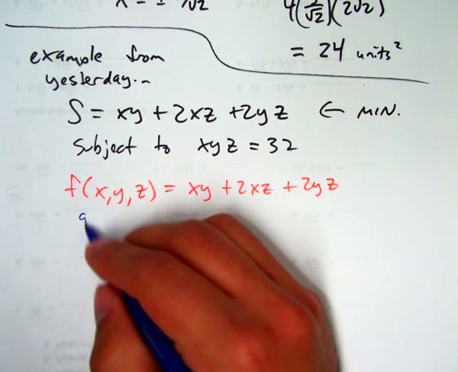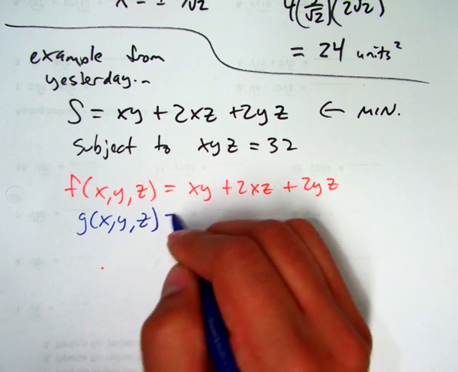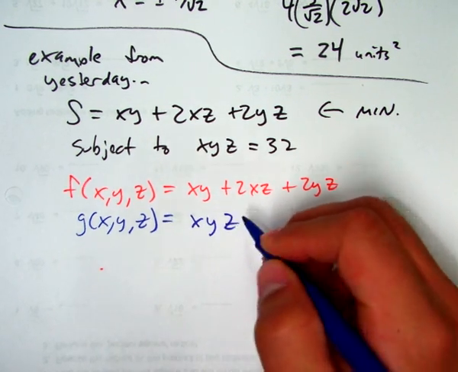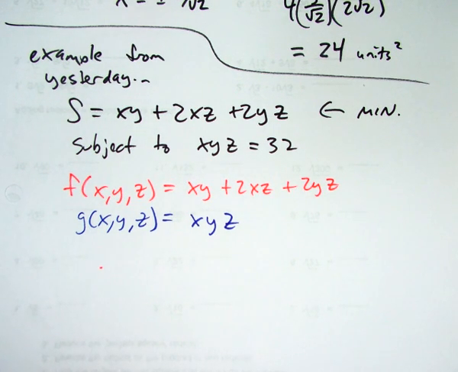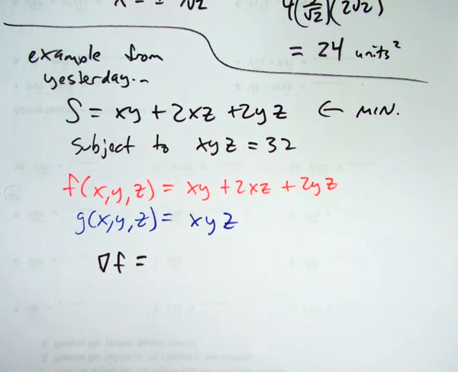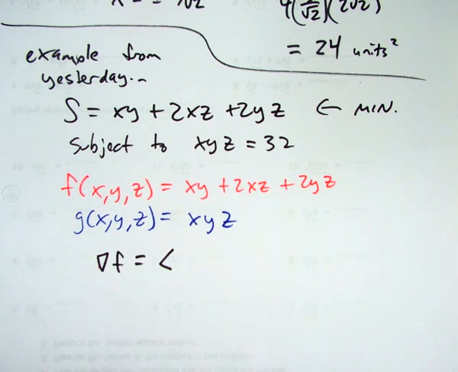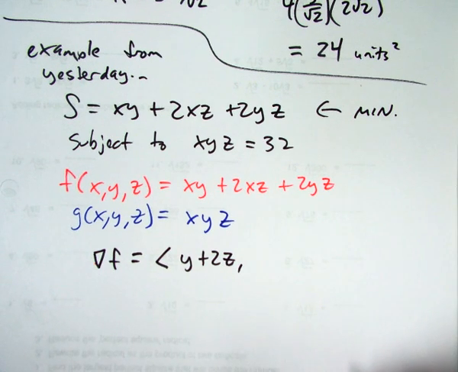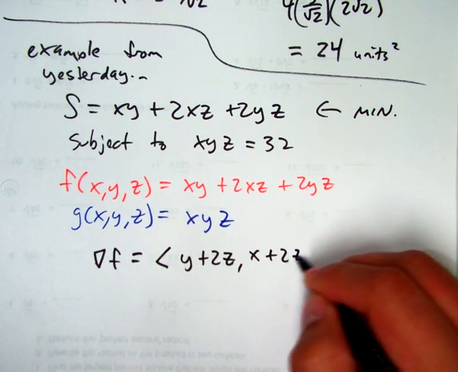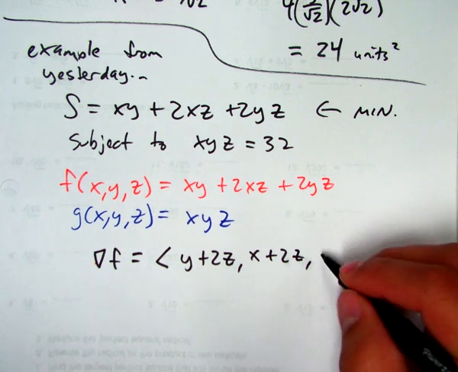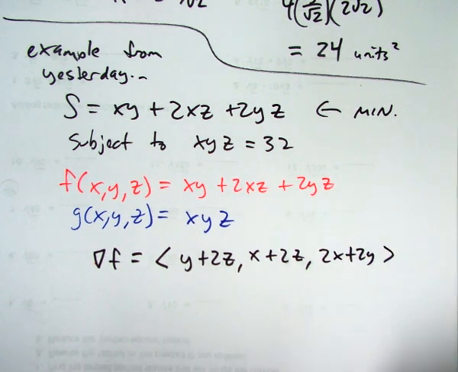G is the constraint, so that will just be xyz. Now I'll go ahead and find the gradients of each. So gradient of f would be what? y plus 2z, x plus 2z, 2x plus 2y. Good.